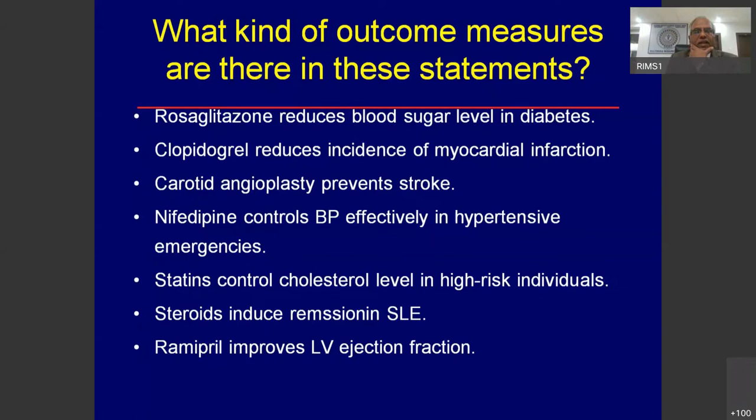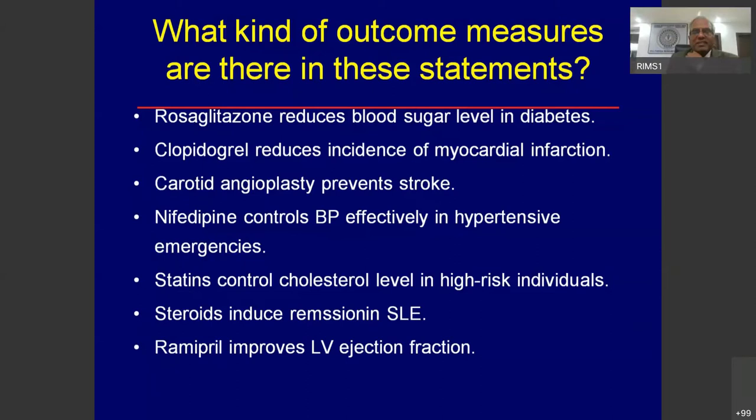Carotid angioplasty prevents stroke. Dichotomous or continuous? Dichotomous again. Nifedipine controls blood pressure effectively in hypertensive emergency, which is dichotomous or continuous? Continuous. Right. If you measure blood pressure, it will be down. It is a continuous measurement.